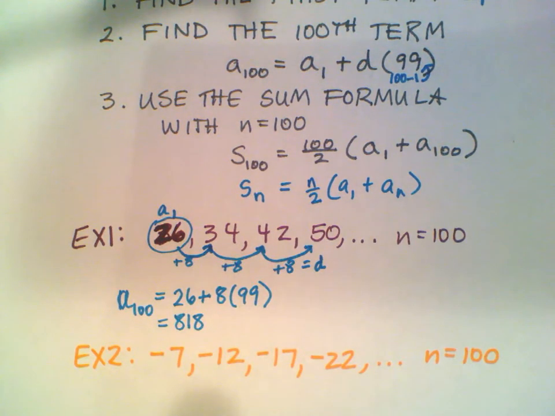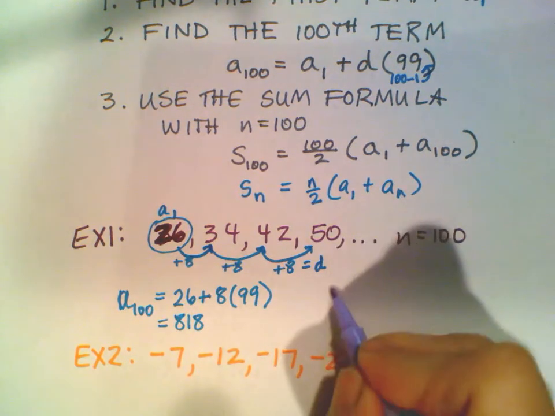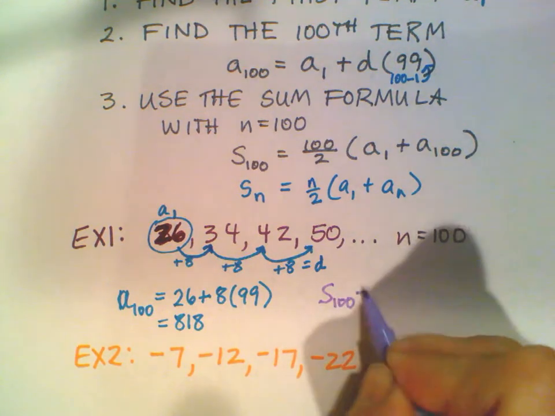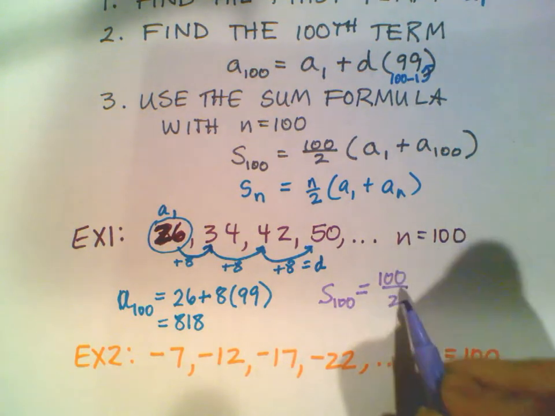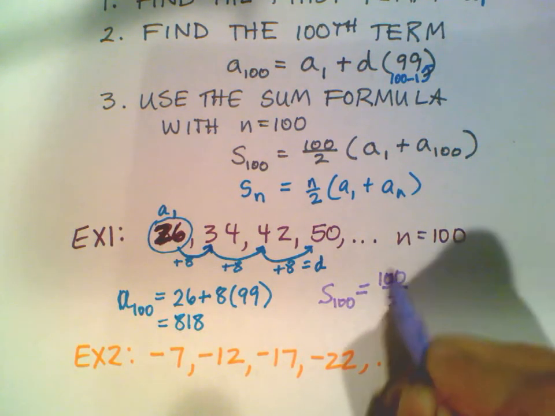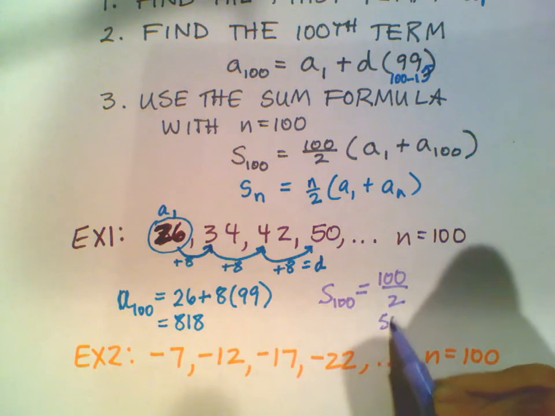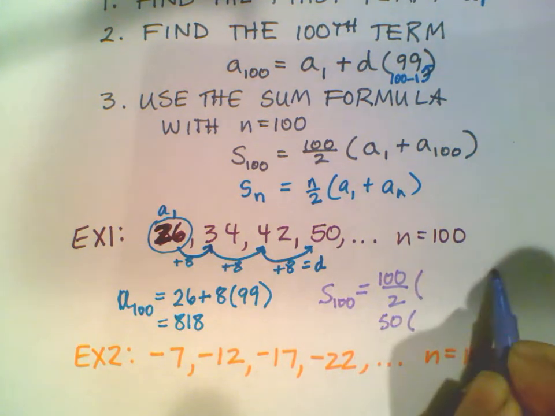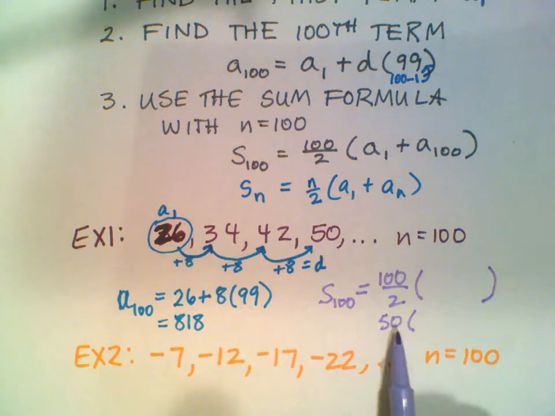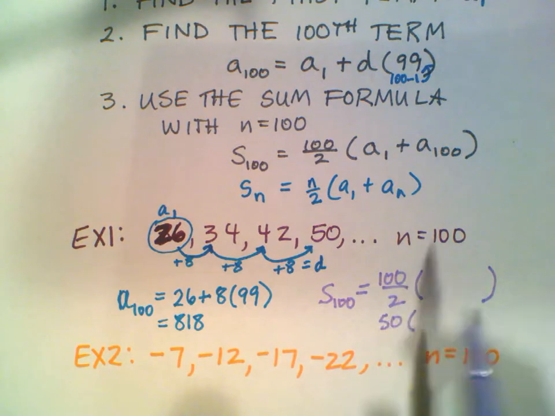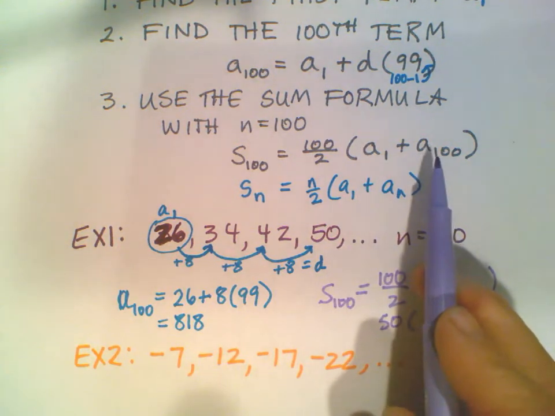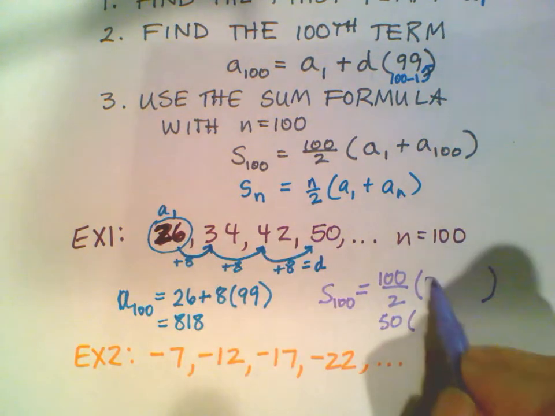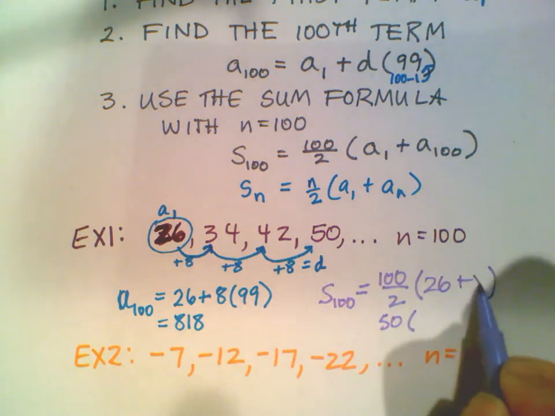So now I'll move to finding my sum, and so my sum of the first 100 terms is 100 over 2. There's going to be a constant in here, and maybe some of you are already going to say, well, isn't that 50? Of course, so you can use 50 right away. So 100 over 2, 50 is what I'm going to use when I do that division. And then I have to do the sum of the first term and the 100th term. And so I have the first term, 26, plus the 100th term, 818.